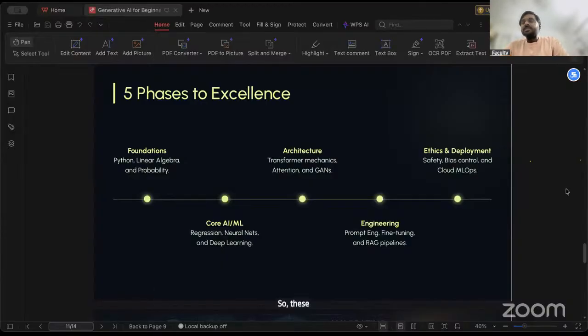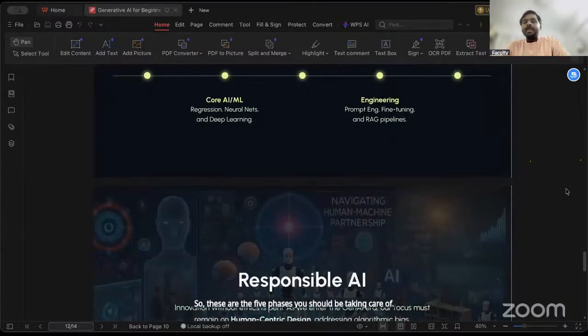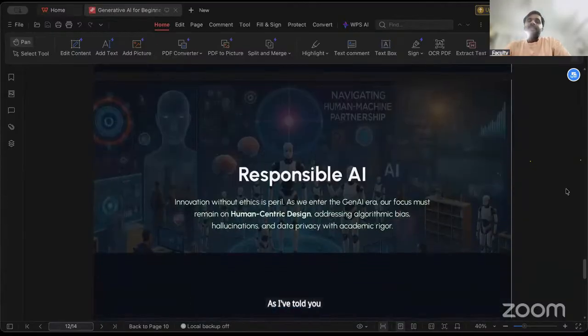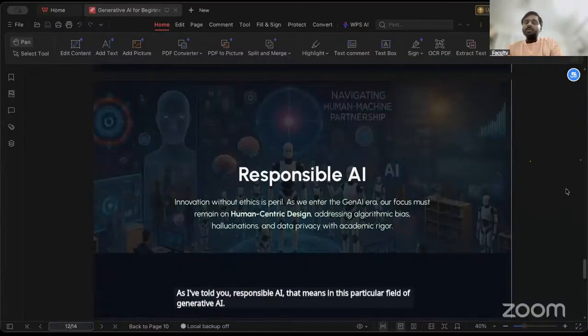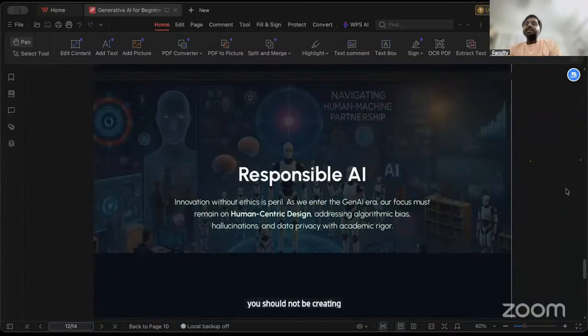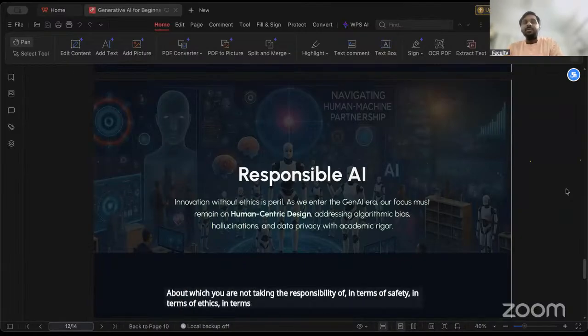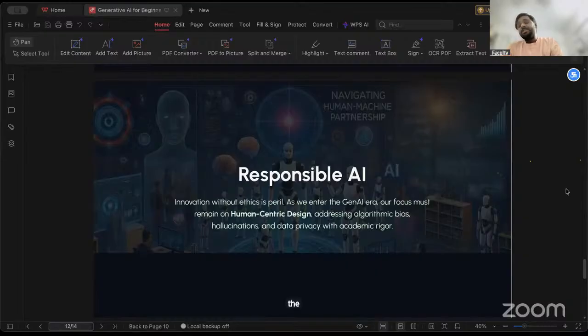So these are the 5 phases you should take care of. As I've told you, responsible AI means that in this field of generative AI, you should not create any sort of application for which you are not taking responsibility in terms of safety, ethics, and privacy measures. So create an application through Gen AI in a responsible way. That is what I would suggest here.